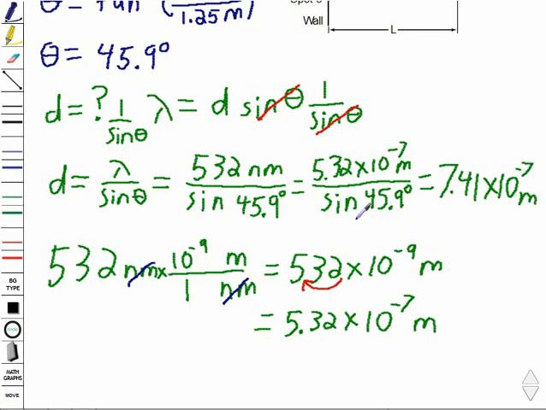When you take sine of an angle, you get a number that's unitless, so we're taking meters divided by a unitless number, which gives us meters. Sine of 45 should be a number that's smaller than 1, which means it's going to end up multiplying or causing our number here to become larger, so that's why it's 7.41. So our final answer to this is 7.41 times 10 to the negative 7th meters.